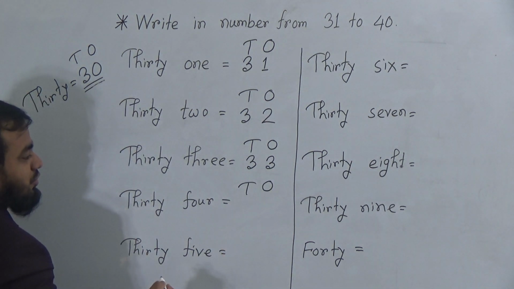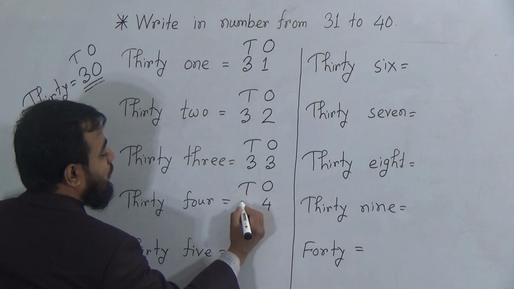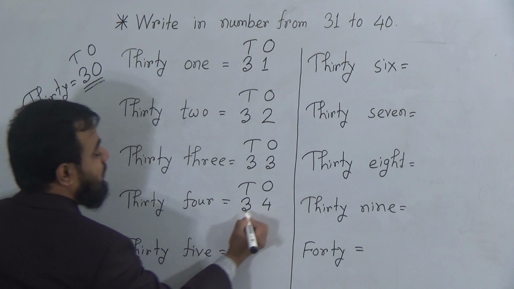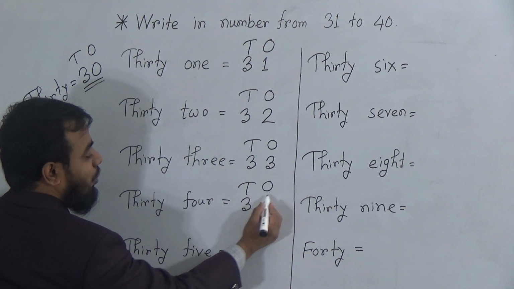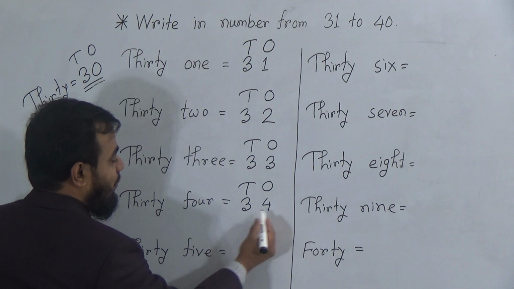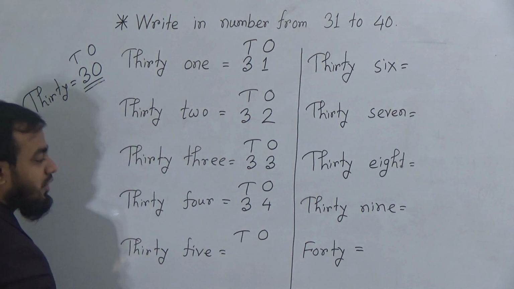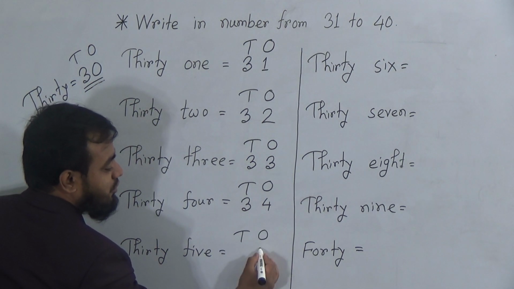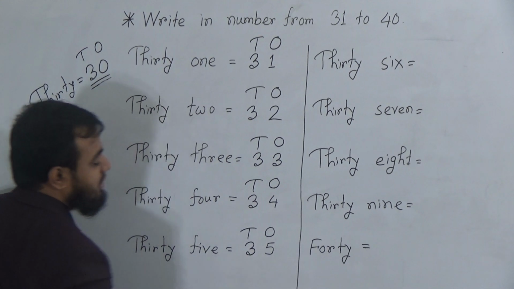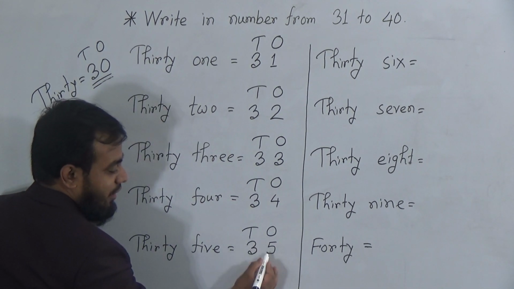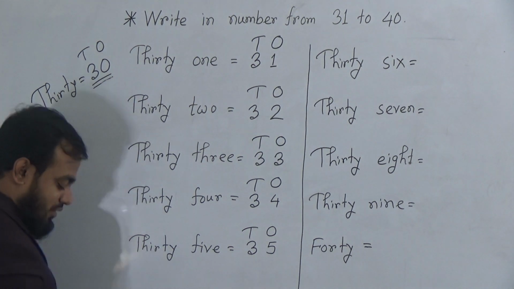Next number is 34. To make the number 34, in the ones position we will write down 4, in the tens position we will write down the number 3. That means 3 tens and 4 ones make the number 34. Our next number is 35. We will increase the number in the ones position by 1. We will write down 5 in the ones position and 3 again in the tens position. 3 tens and 5 ones make the number 35.